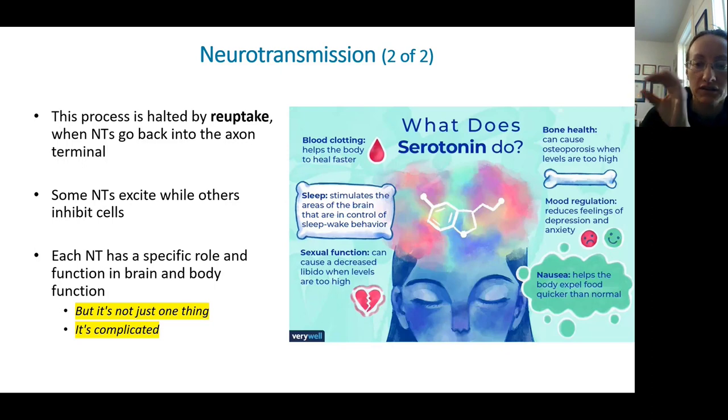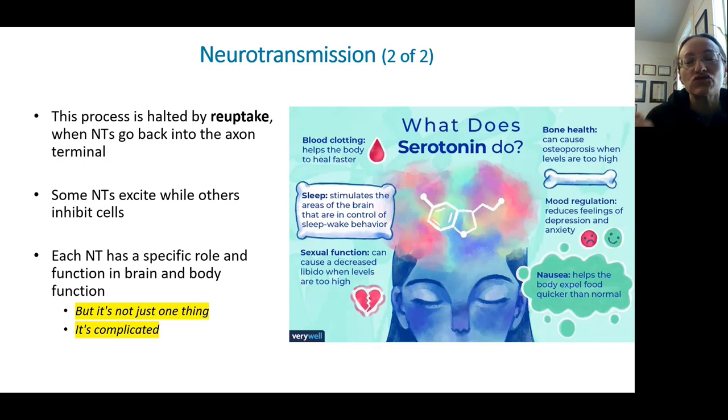It prevents it from getting taken up by the original neuron. And it's kind of like if you hold food in your mouth for longer, maybe you can taste it better. Well, if the neurotransmitter stays in that synaptic cleft for longer, it has more chance to interact with the receiving neuron. Okay.